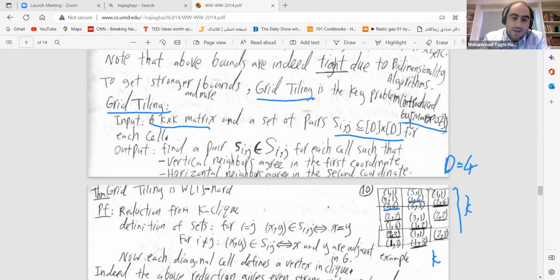All vertical neighbors agree in the first coordinate. For example, here you see we are selecting this one, this one, and this one. All these vertical ones share 2. The first coordinate is 2. And all horizontal ones should share the second coordinate. So here we are selecting (2,4), (1,4), and (2,4). As you will see, all of them have the same second coordinate.